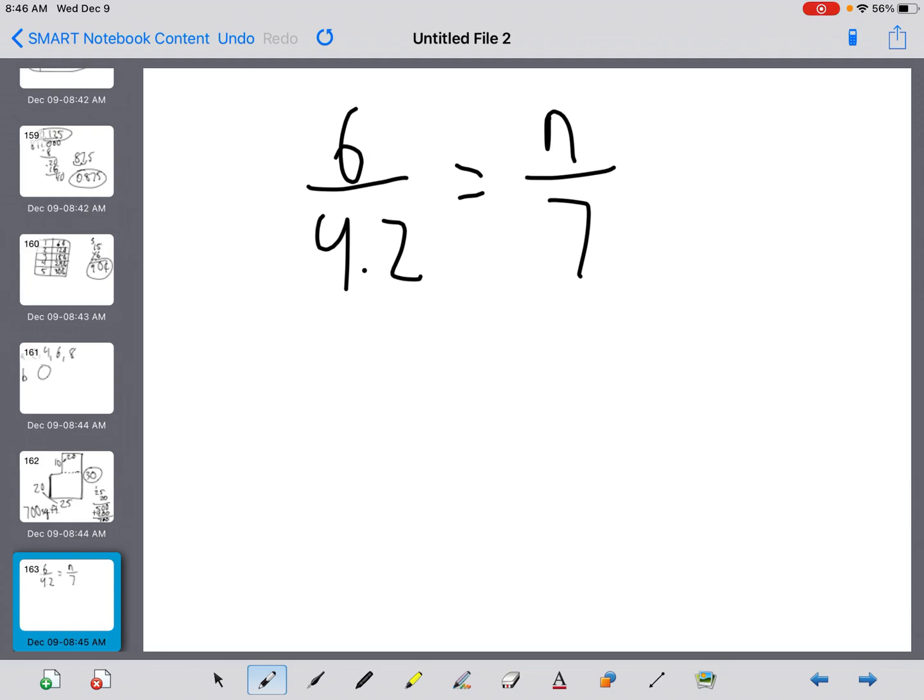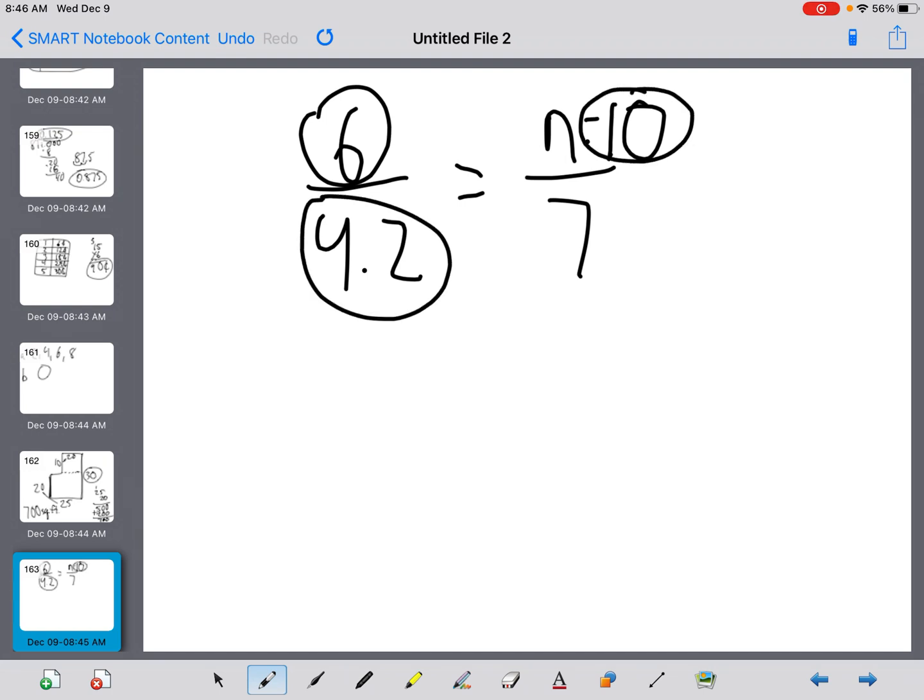So maybe it'd be better to think of it this way. 42 divided by 6 gave me 7, so 6 divided by 6 gave me 1. But I have this decimal, so it's not 1, guys. It's actually 10. Bigger number on top of a smaller number, bigger number on top of a smaller number. That might have been easier to solve through cross multiplication.